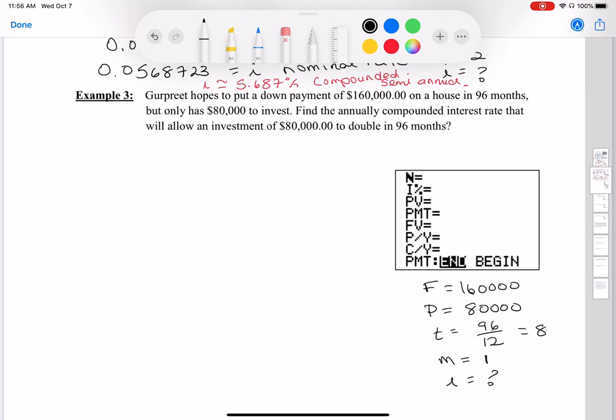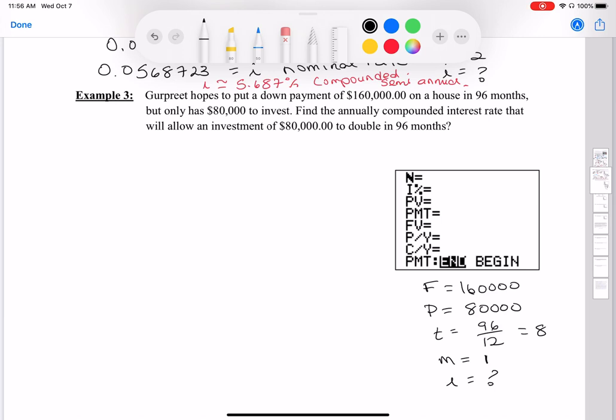All right, why don't you stop the video or pause the video, give this a try, make sure that you can do the algebra, come back and I will be solving it for you so that you can check your answer.